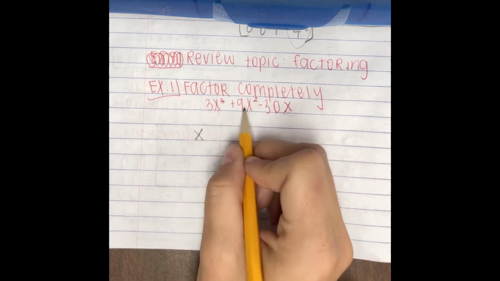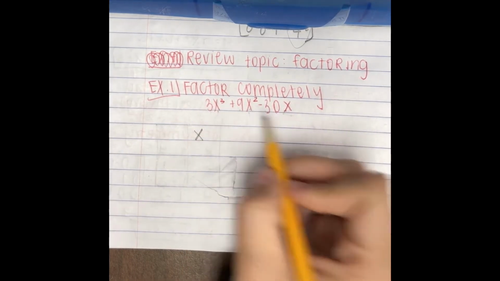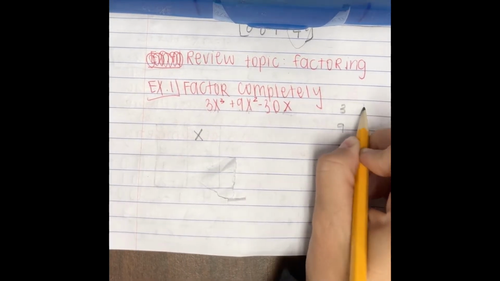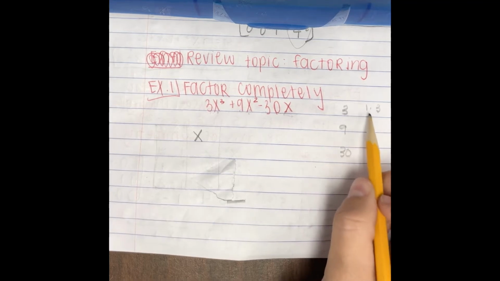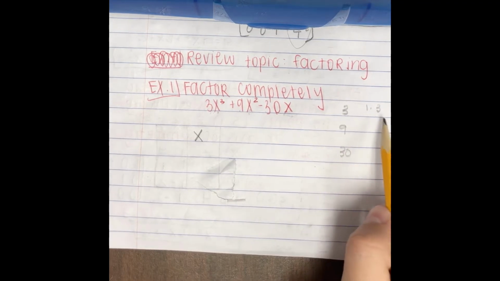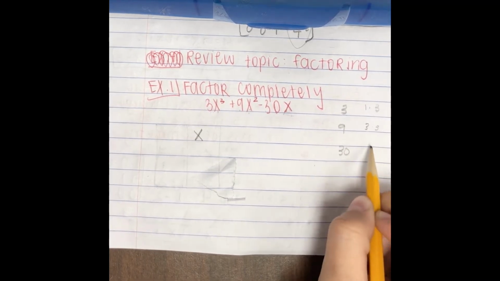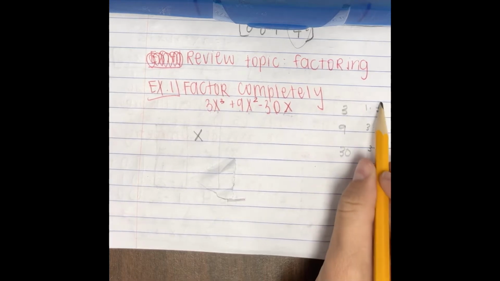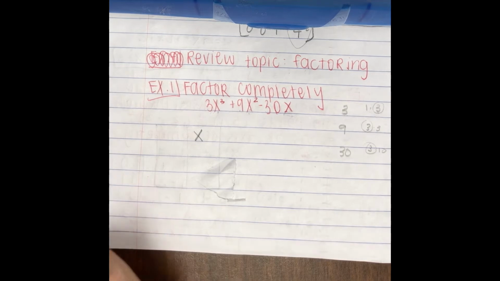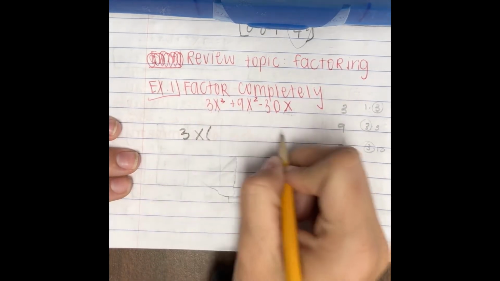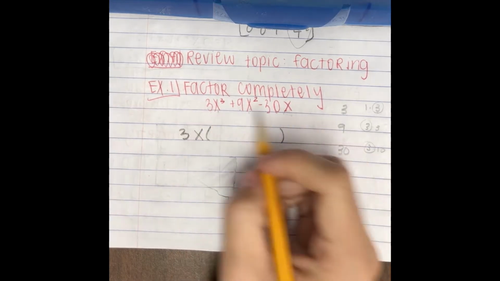So then I want to see if there's a number that they're all divisible by. If I list out 3, 9, and 30, the only things that multiply to give me 3 are 1 times 3. So those are the only possible factors that they could have in common. Well, 3 times 3 is 9, and 3 times 10 is 30. So you can see that their greatest common factor is going to be 3. So I can take a 3x out of all of these terms.